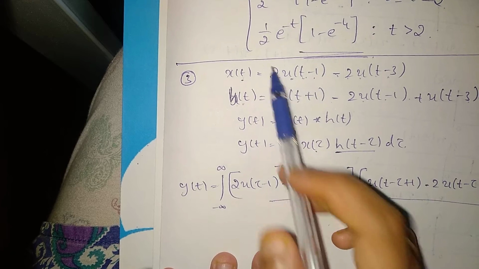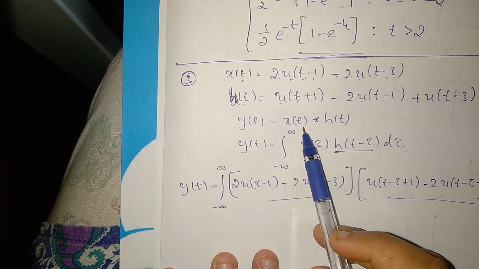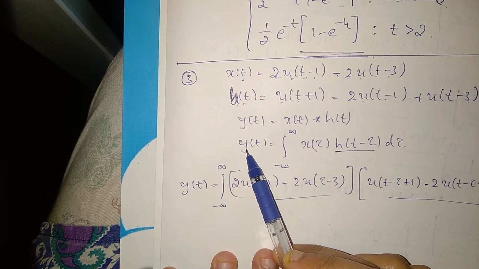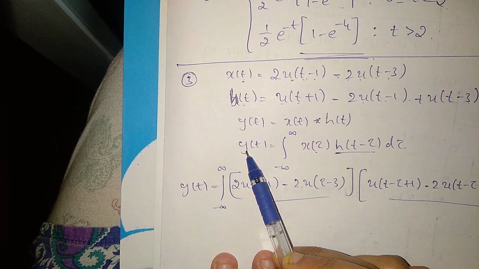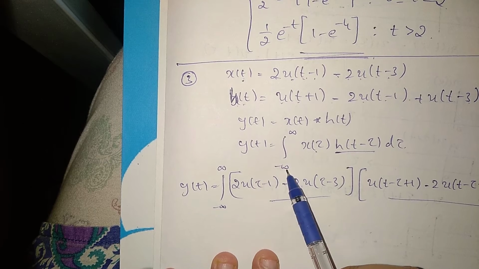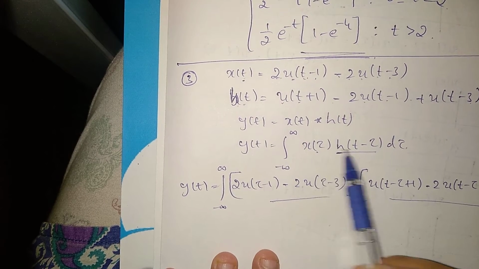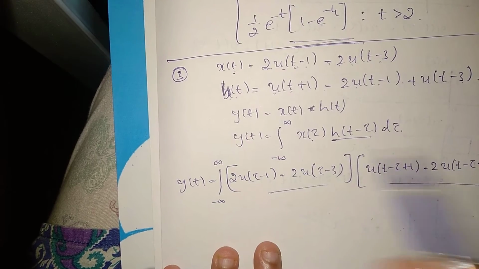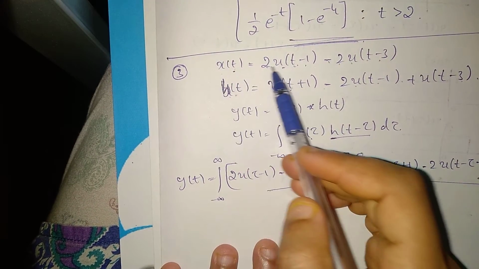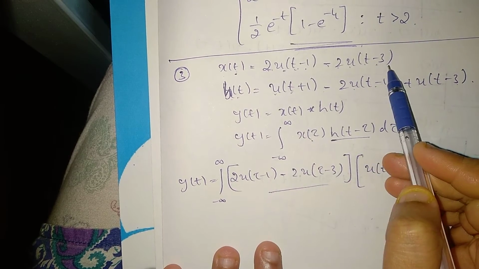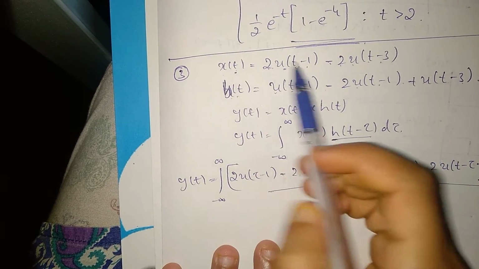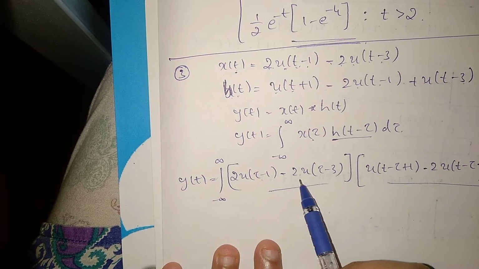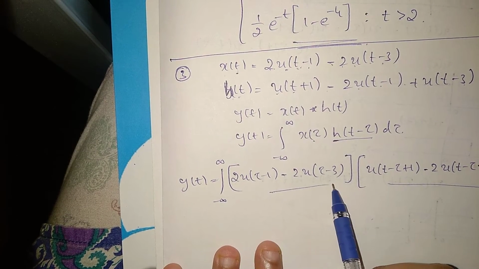As we know, we need to convolve these two equations, x of t convolution with h of t. This is the convolution integral because it is continuous time. So I am expanding it as an integral of x of tau h of t minus tau d tau. Now I am substituting x of t. X of tau means in place of t just substitute tau. So 2 into u of tau minus 1 minus 2 into u of tau minus 3. This is your x of tau.